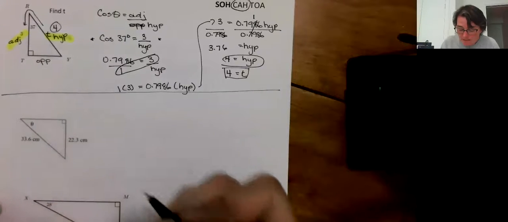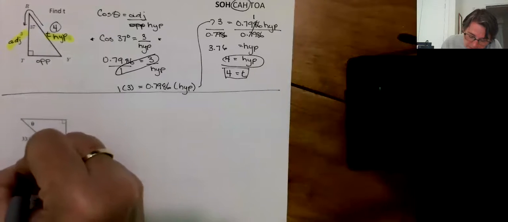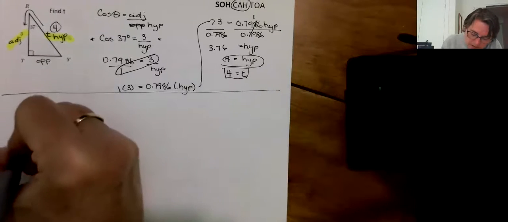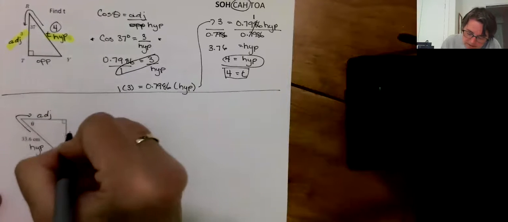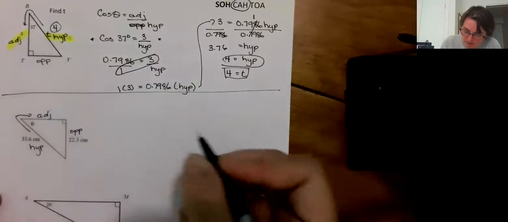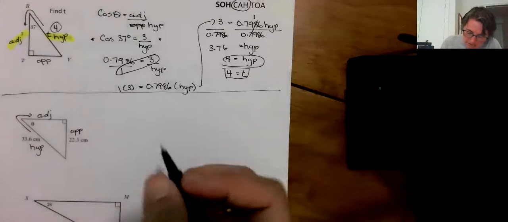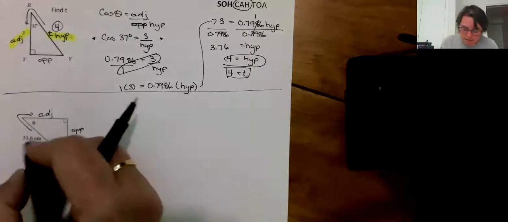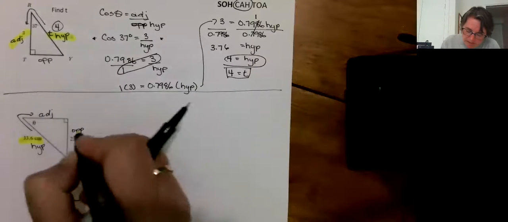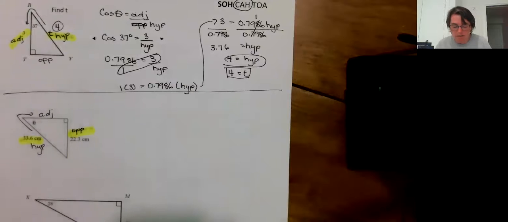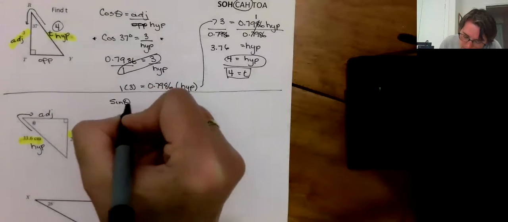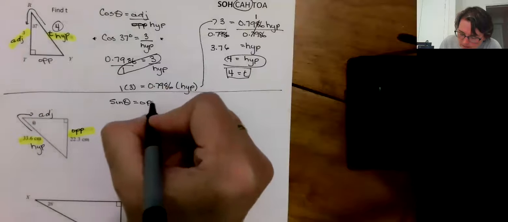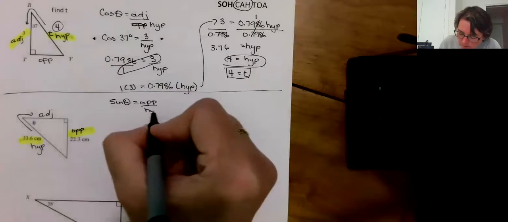Okay, keep going. Here's my hypotenuse, around my angle, adjacent, opposite. And let me just highlight. I have my hypotenuse, I have my opposite, so I am good to go with sine. So sine theta is opposite over hypotenuse.